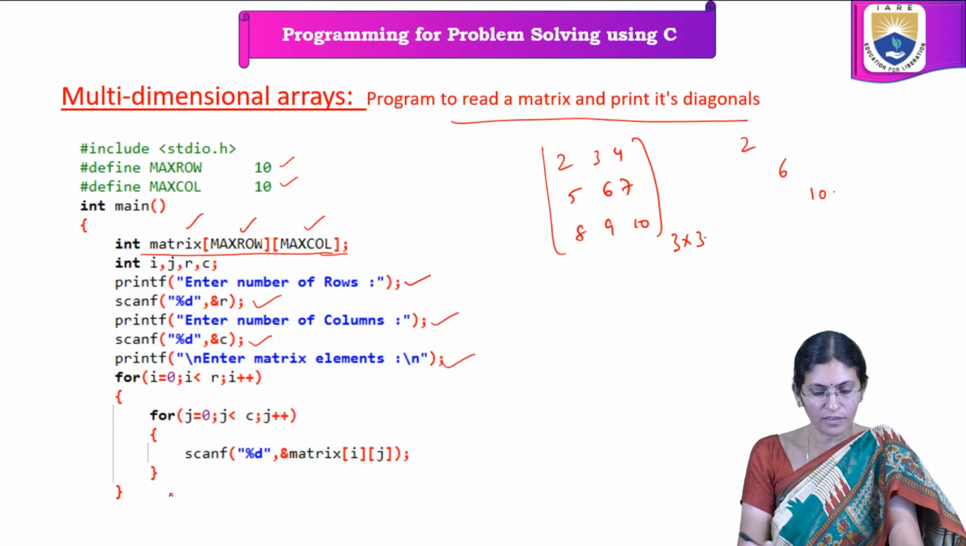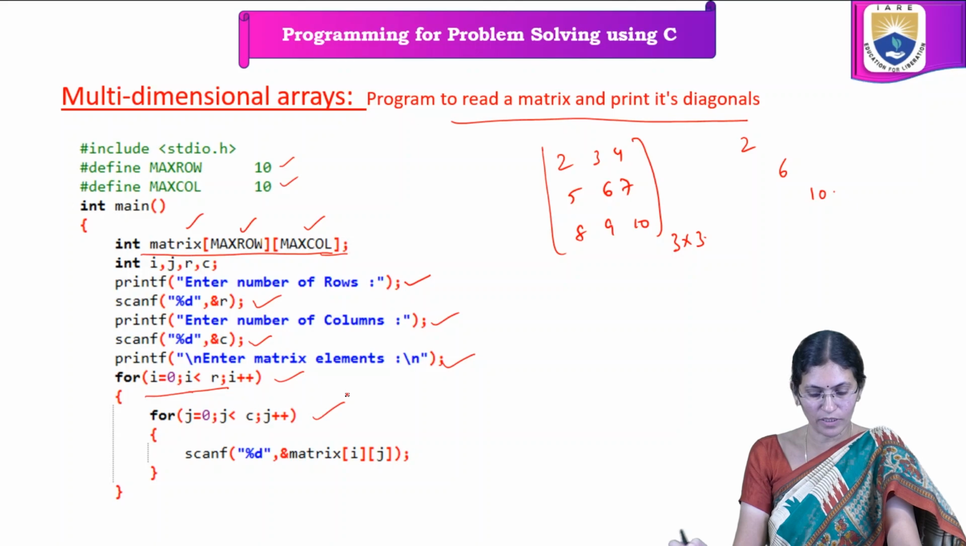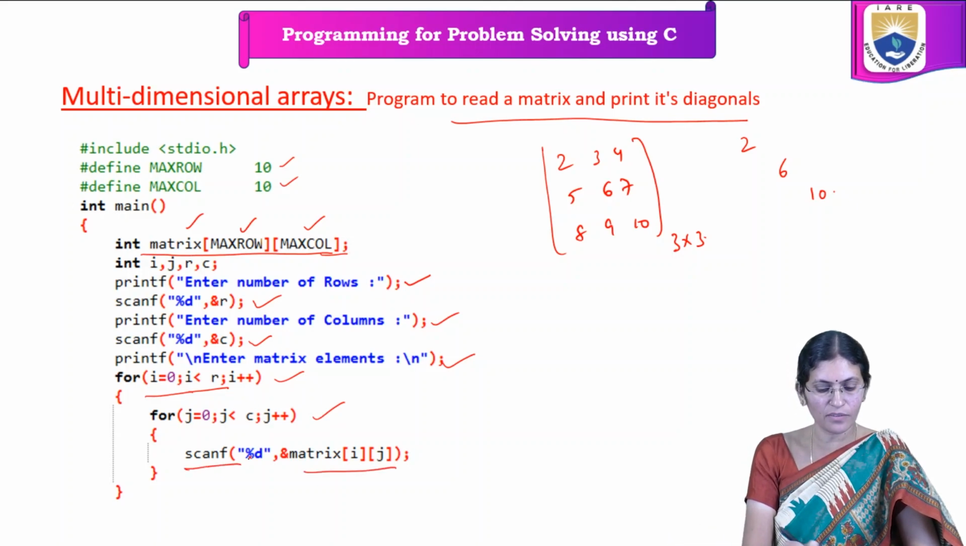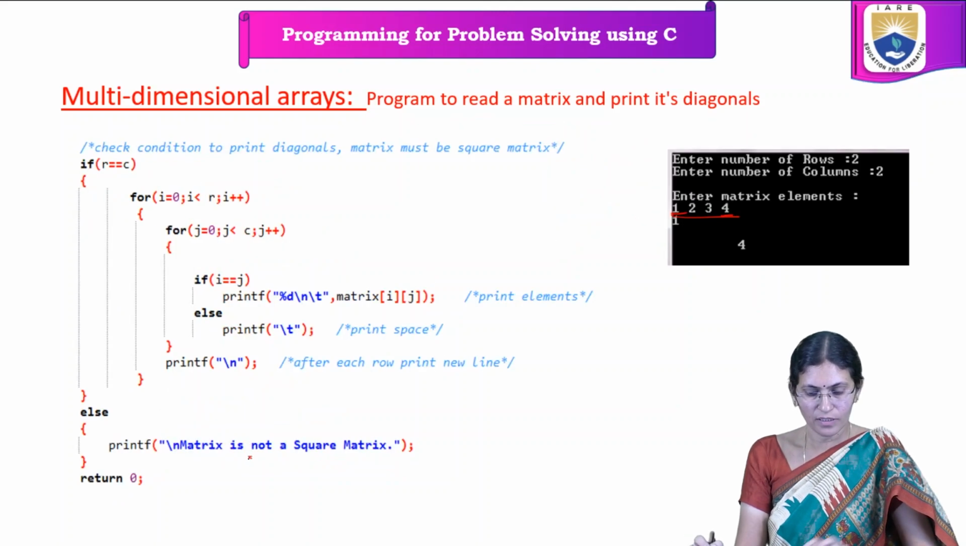In order to enter the matrix elements, we are using a nested for loop. The outer for loop iterates over the rows and the inner for loop iterates over the columns, and inside this we have the scanf function.